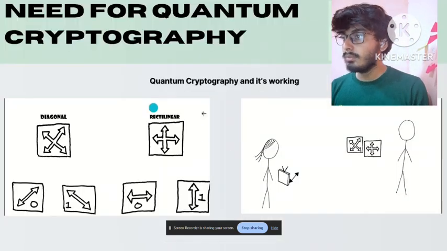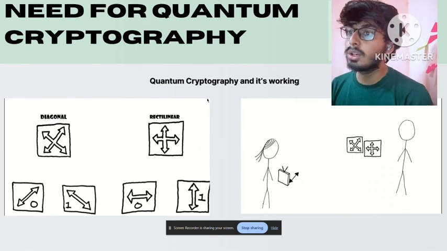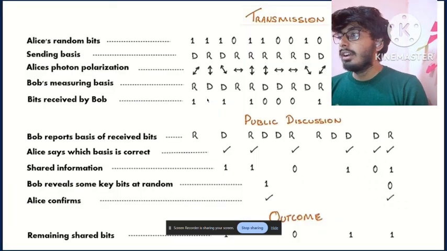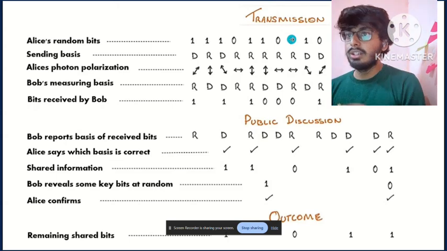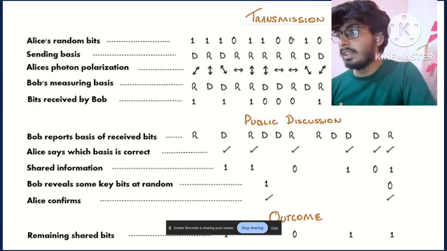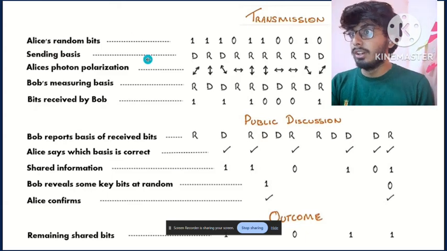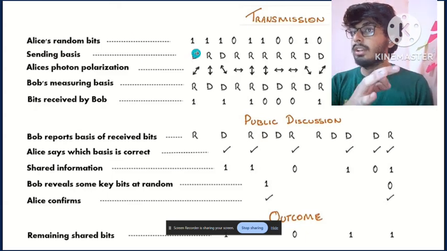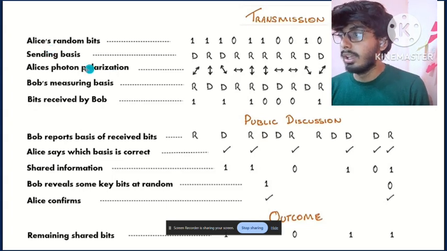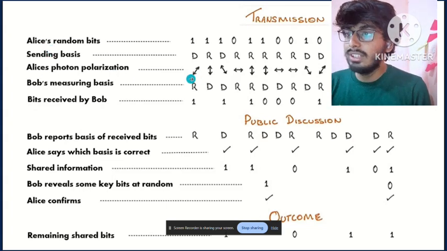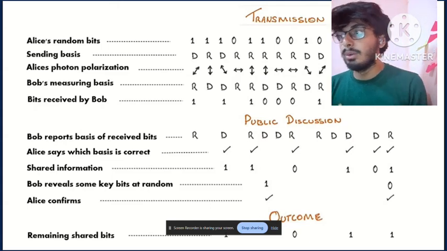Okay. So now as we got the basics of quantum cryptography and its working, here we can see the transmission. The first phase is transmission. First Alice will send the random bits, like 1 1 0 1. So these are the random bits sent by Alice. Then the sending basis and Alice's photon polarization. So these are the different polarizations. It can be up, it can be down, or it can be diagonal.